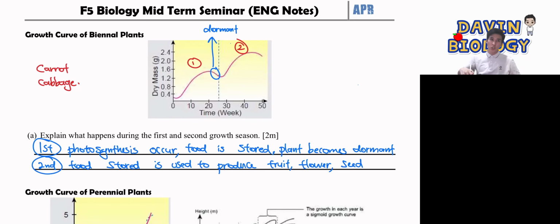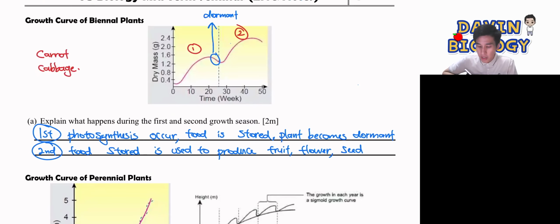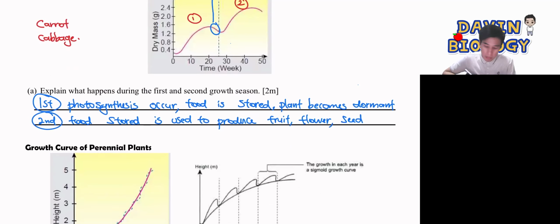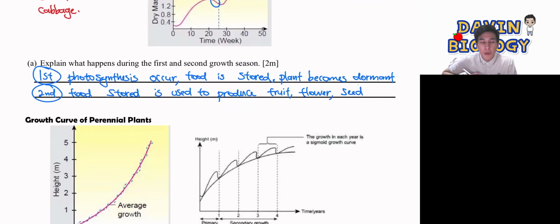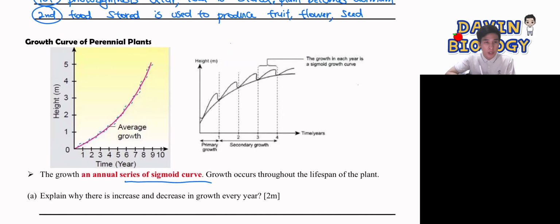Honestly, there's nothing much. So this one, very rarely they ask. For perennial, they will ask, but not as common as annual. I think annual is actually more common, okay, but this one also you still need to know. So basically for perennial plants, how do you describe the growth curve is we will say there's a series of sigmoid, or you will say there's annual series of sigmoid, meaning the sigmoid repeats every single year. So basically every sigmoid represents one growth year.